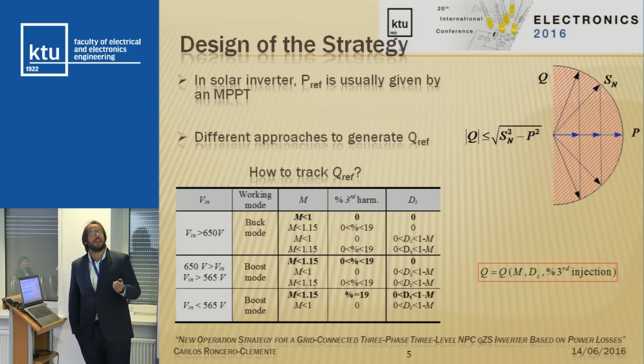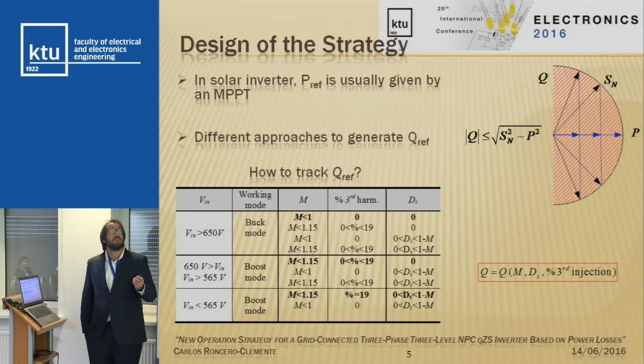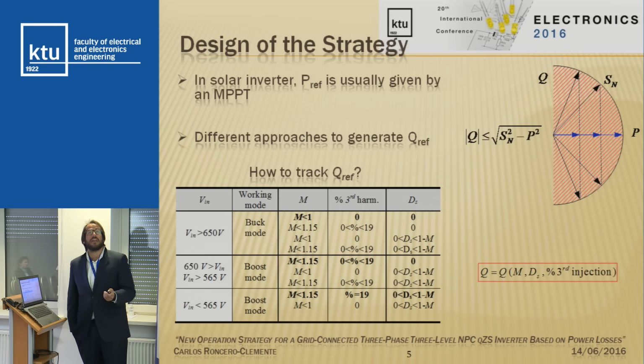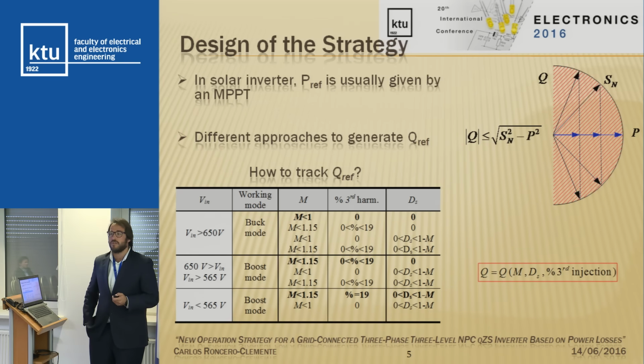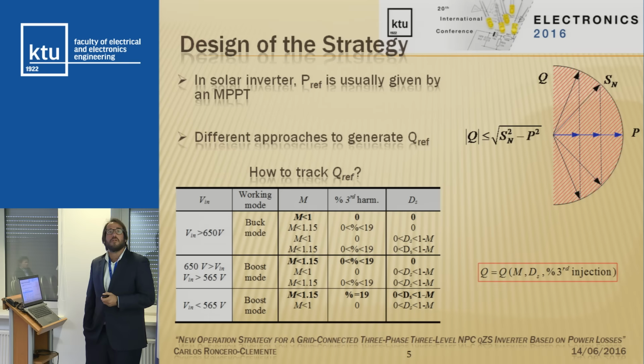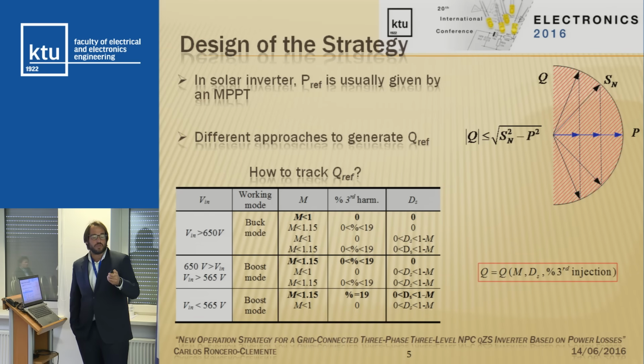For instance, the reference active power usually is given by a maximum power point tracking, and there are different approaches to generate the reference of the reactive power, for instance, to work with a constant power factor, or to maintain the voltage at the point of common coupling at certain values. Of course, we have to assure that the maximum rated current across the semiconductors is respected. How to track the reference of the reactive power?